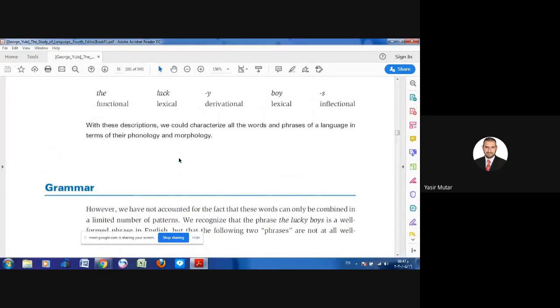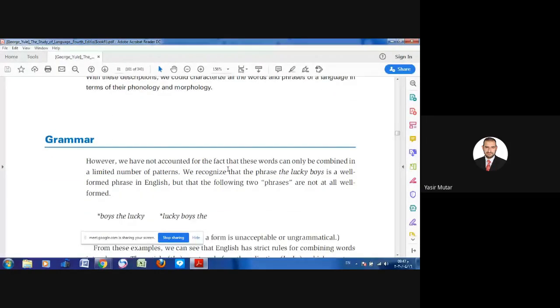So within grammar, we will study why the language accepts this sentence as a well-formed sentence, and why these two phrases are not. You can see this small star; they call it an asterisk in the grammatical description. Okay, asterisk, this is a small star.